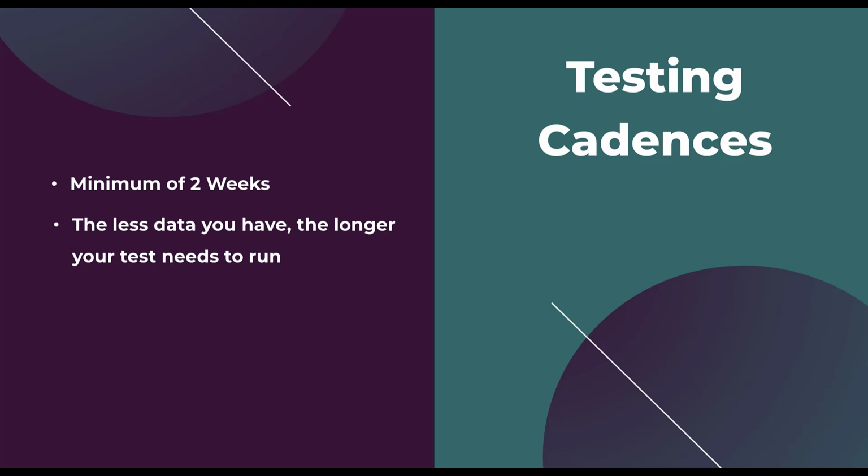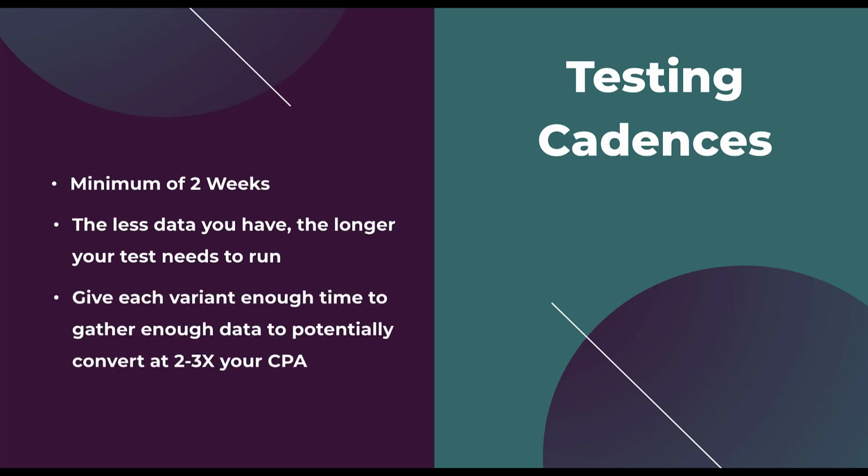Probably the longest I've seen an ad test run in any account that I've managed is about 6 months. After that, you're really operating on data that is super old. Try and design your tests so that you don't have to have them run for probably any more than 6 months. But anywhere in the middle there, the only thing you need to keep in mind is that you need to let each variant gather enough data so that it could have potentially converted.